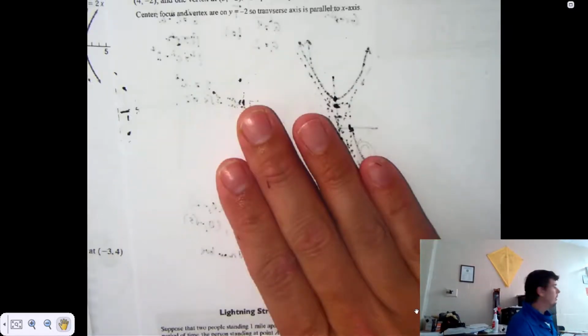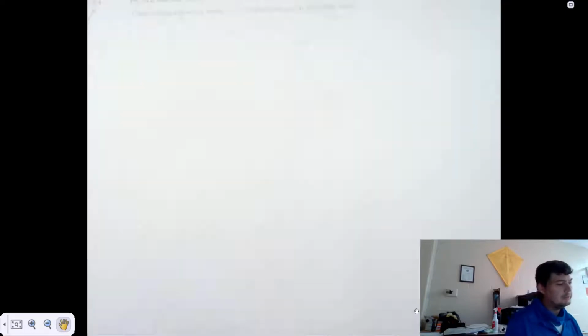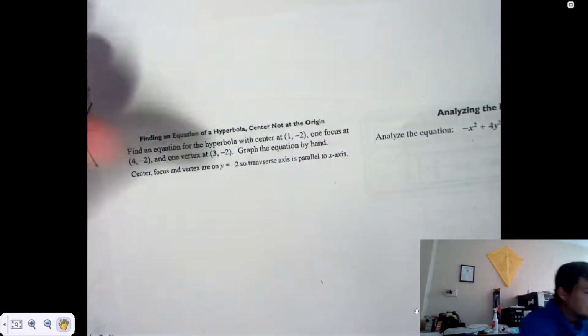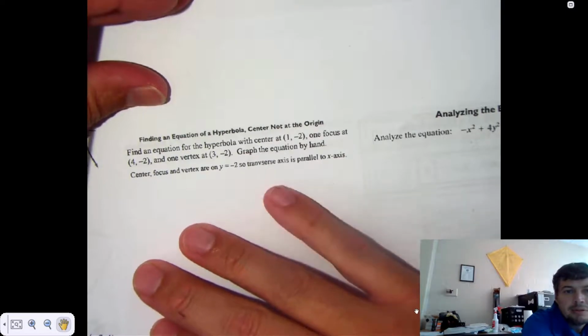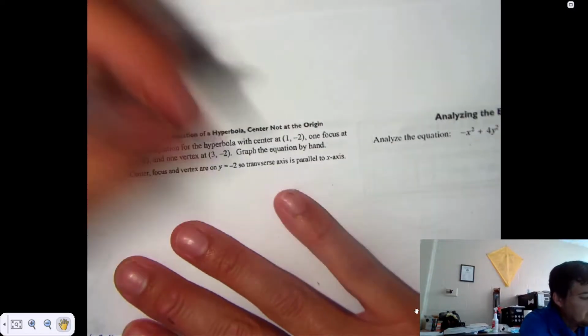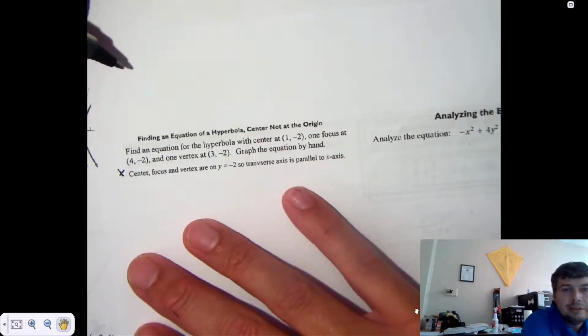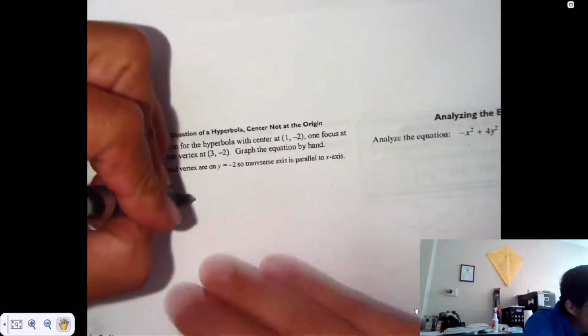I've got some bleed through on this pretty bad, so I'm going to get a fresh copy. So find an equation of the hyperbola with the center at (1, -2), focus at (4, -2), and one vertex at (3, -2). This is not supposed to be in here. Evidently I typed it in one year and forgot to erase it, but it's there, so use it. But definitely start by graphing.